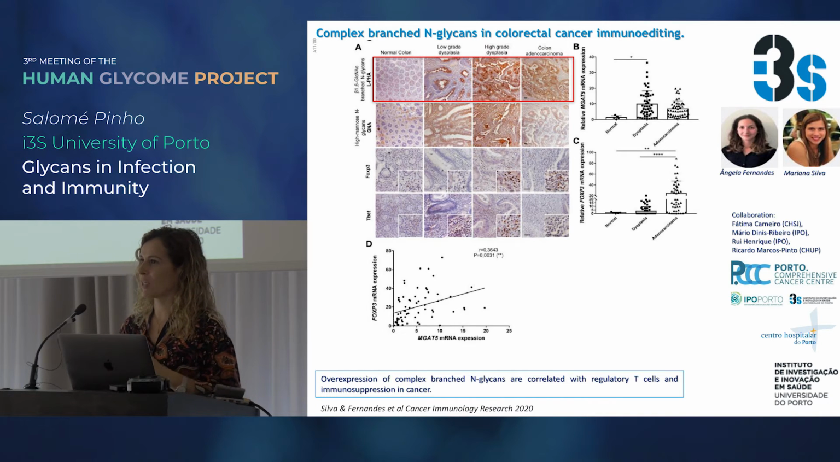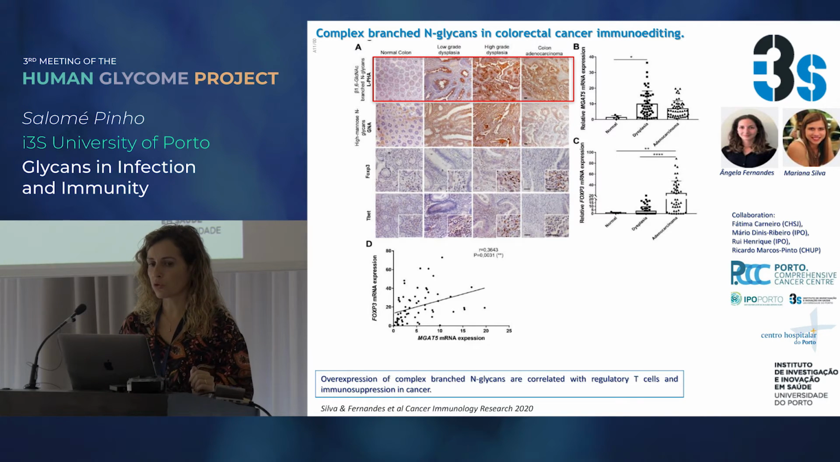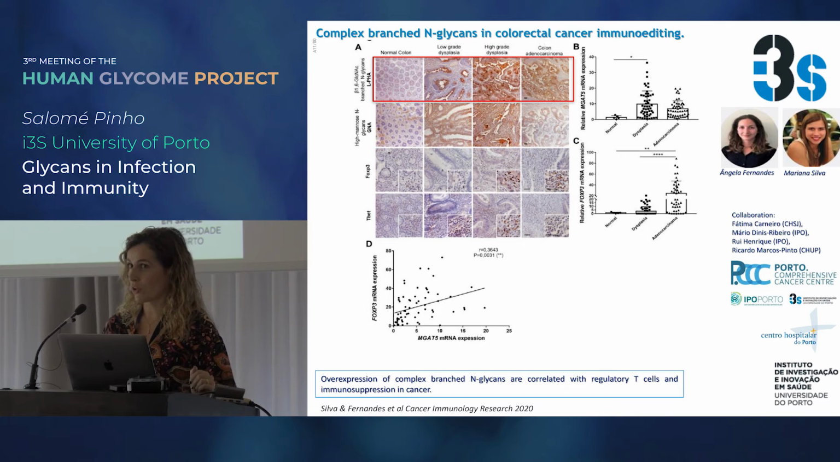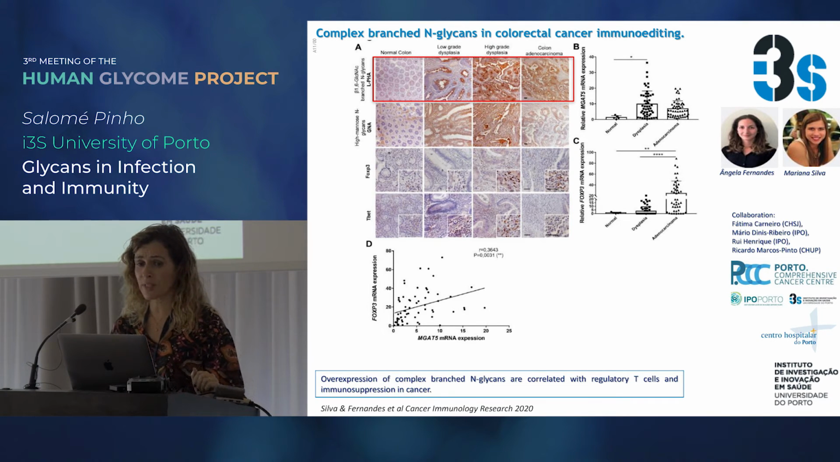So essentially, we characterized the expression profile of N-glycans with a focus on the branched glycans. And we observed this gradual overexpression of these complex branched glycans from normal to dysplasia and to colon adenocarcinoma. Interestingly, we found that the levels of branched glycans reach the highest levels of expression as early as in dysplasia, so in pre-malignancy, which is something that we are exploring in detail. This was observed in situ, but also at the transcription level through the upregulation of the MGAT5 gene.